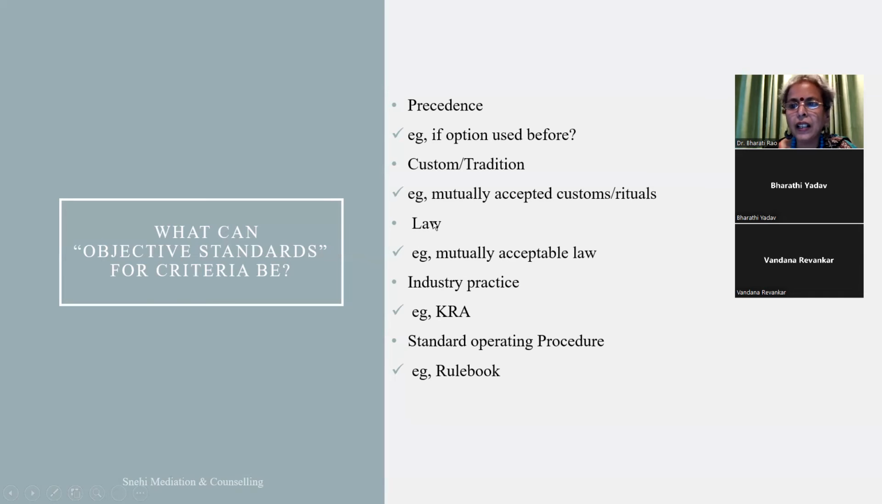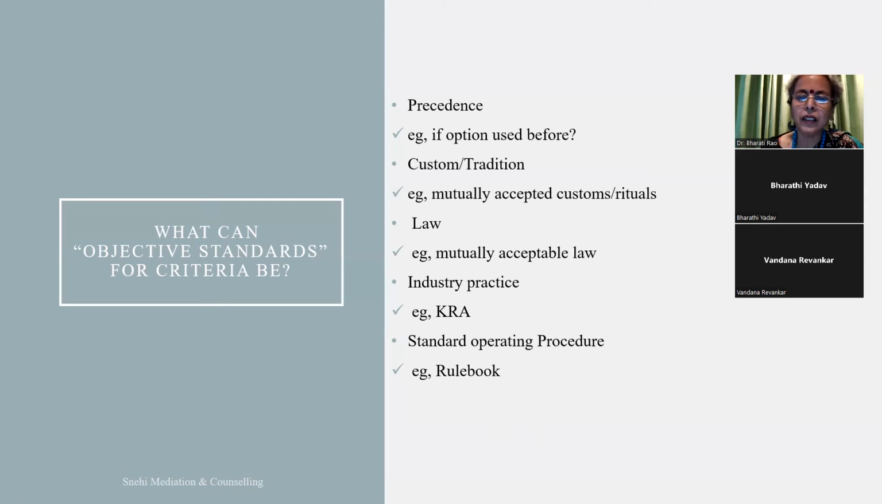Otherwise, again, there will be another kind of dispute about your law and my law, your country's law and my country's law, and so on. So a mutually acceptable law can be the objective standard for putting in place the option as a solution. Now the next is the industry practice.